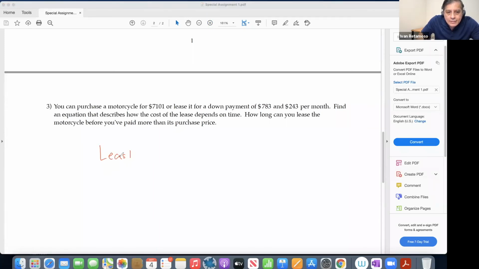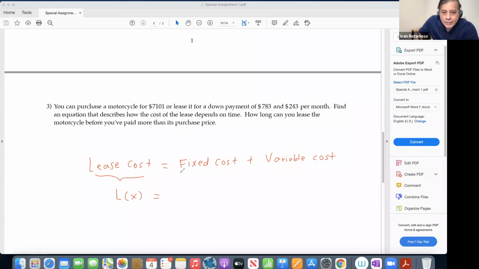Lease cost. All right, so let's do this. Let me give you an idea of what should be done here, right? Lease cost. Let's represent this function as L(x). This lease cost has two components, right? Fixed cost, remember? Fixed cost plus variable cost, right? Two components. Mojina, what do you think should be the fixed cost there by looking at this problem?